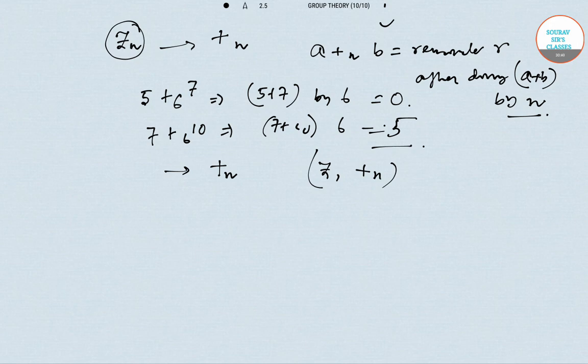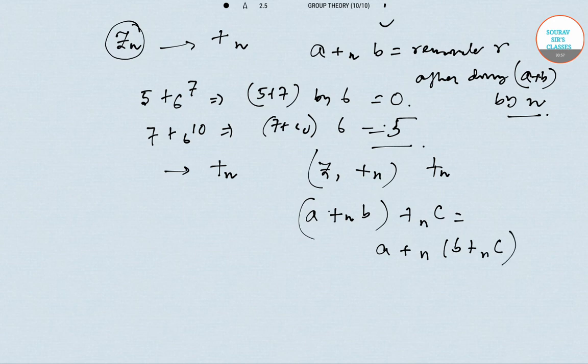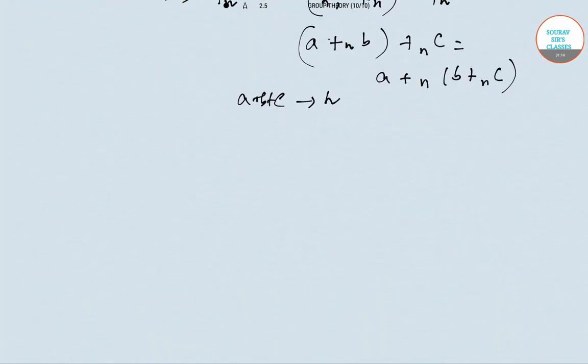We can check that plus subscript n is associative: a plus_n b plus_n c is nothing but a plus_n b plus_n c in either grouping, and both are equal to the remainder after dividing a plus b plus c by n. Okay, next is another important thing.